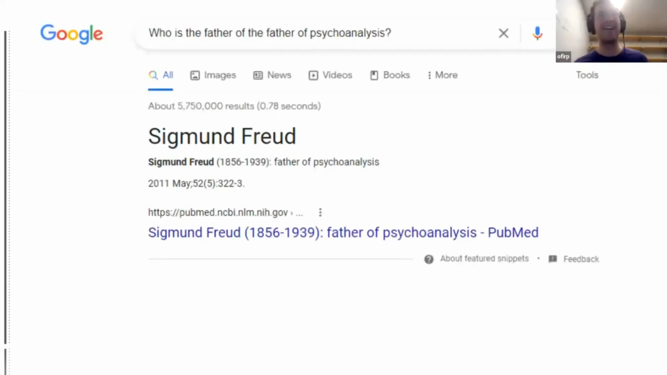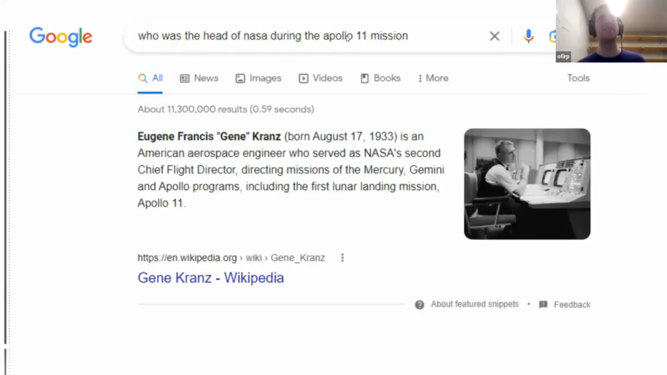which is wrong. For example, if we ask Google who is the father of psychoanalysis, it says Sigmund Freud. So not only is it not giving the right answer, it's also giving a wrong answer, right? Because I'm asking who the father of Sigmund Freud is. Or who was the head of NASA during the Apollo 11 mission? It says Eugene Kranz, but he was not the head of NASA. He was the chief flight director for Apollo 11. So it's pretty easy to trick Google with compositional questions, and it's pretty easy to ask it questions where it gets so confused that not only does it not give you the right answer, it gives you a wrong answer, which is even worse than not answering.